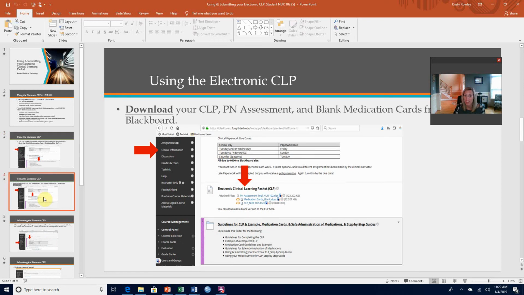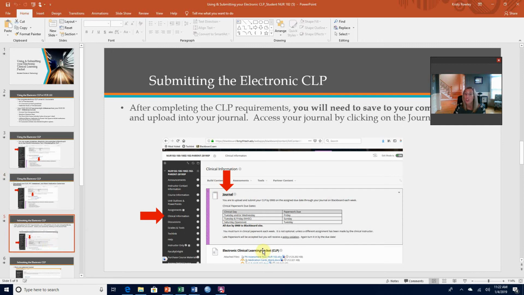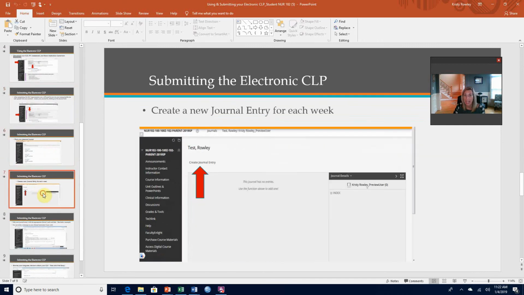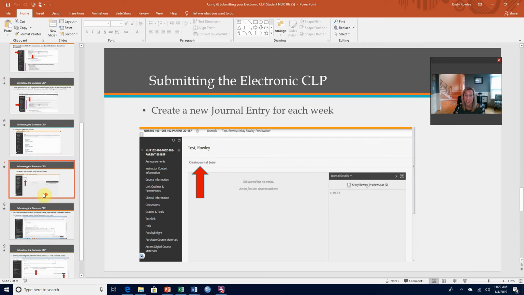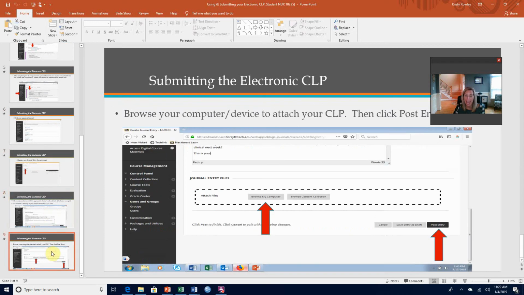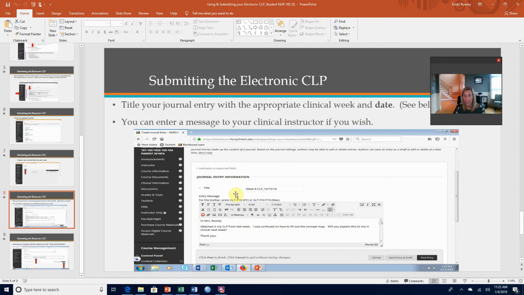This is where you can access some of this information, and this is where you get your clinical learning packet from, and this is where you're going to upload it to the journal. So it's step by step how to do this. They know to create it, and they know how to name it. Right here is exactly how you want them to name their weekly clinical learning packets.